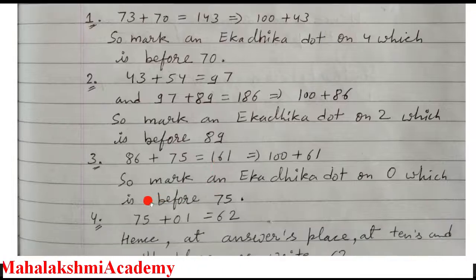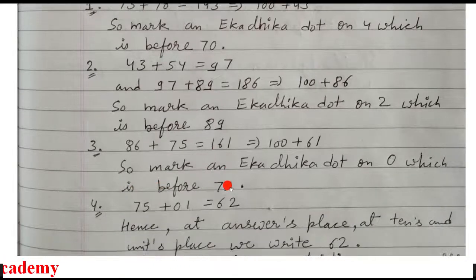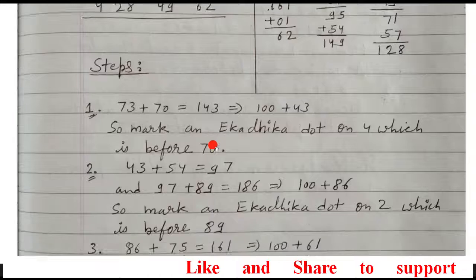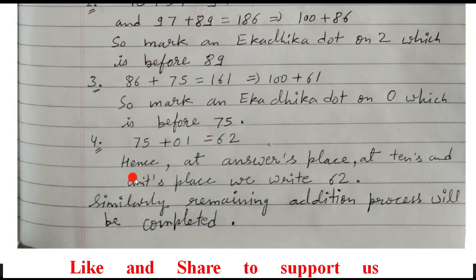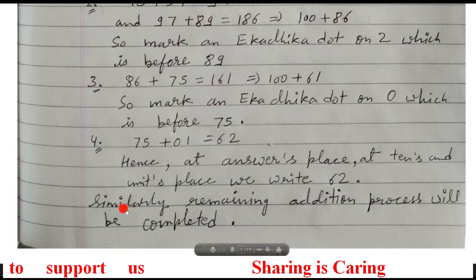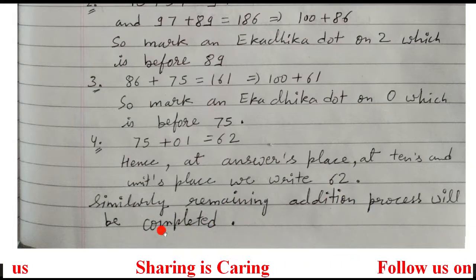In the same way, write down for the one complete column. Means it's sufficient to write down the steps for this column, and after writing the steps for this column, as I mentioned here, write here hence means similarly remaining addition process will be completed.